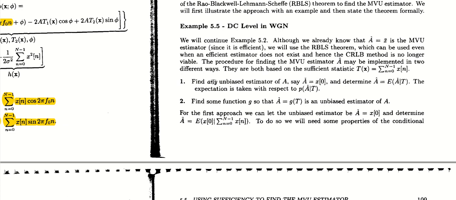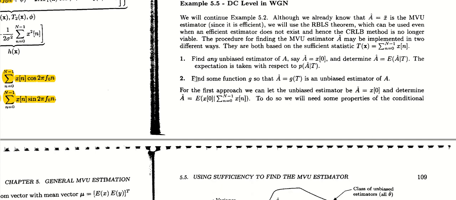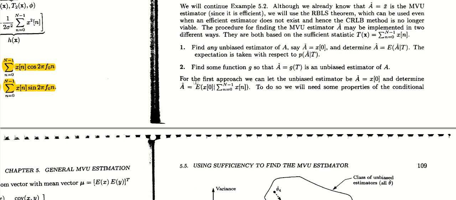For any unbiased estimator of A, let's say A check equal to x0, and determine A hat equal to the expectation of A check conditional on T, where the expectation is taken with respect to this. Or the other way is to find some function g so that A hat equal to g of T is an unbiased estimator. For the first approach, we will let the unbiased estimator be this and then determine this.